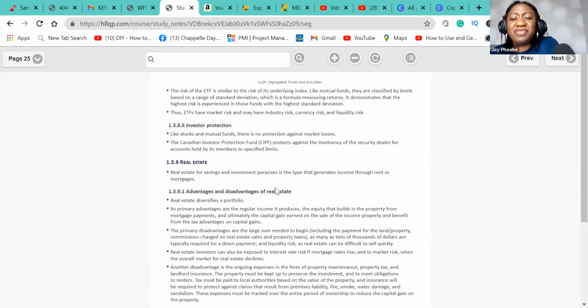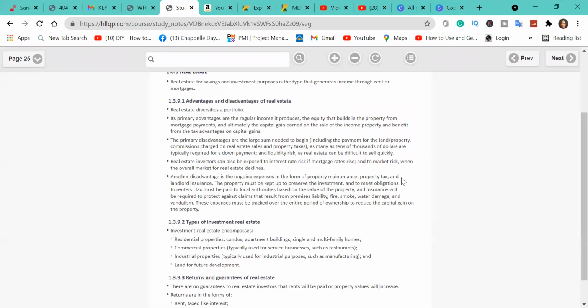Real estate is a form of investment that generates income through rent. And the thing with real estate is that it is almost the very first form of investment that we experience. You understand me? In the sense that it's something we see our parents do. You get what I'm saying?